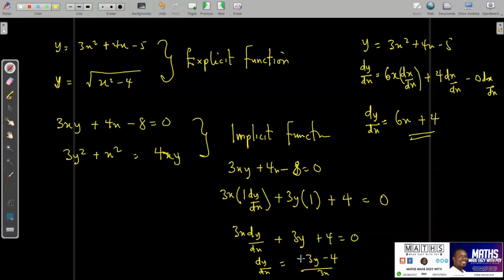Always make sure you differentiate term by term, use the rules where necessary, and then make dy dx the subject at the end of the day. And you will find yourself successfully differentiating the function. Please, are we all clear with what I've said concerning differentiation of implicit functions? Yes, sir. Okay. So as I said, I'm going to review it for you to understand and give you some small notes on that.